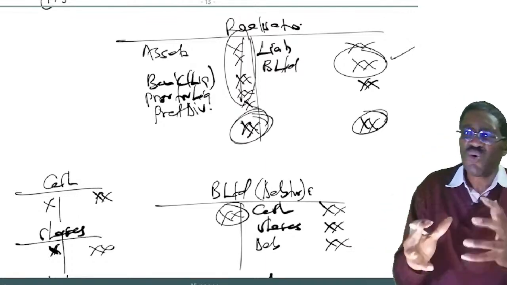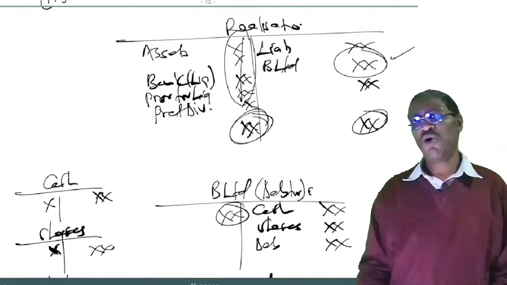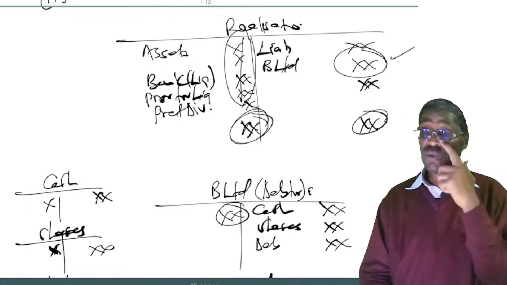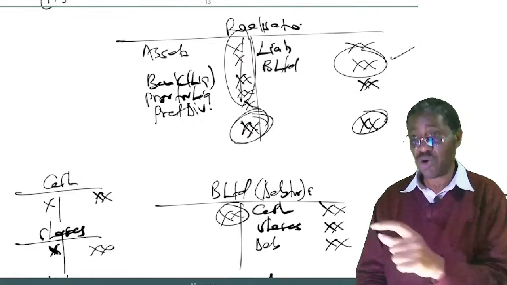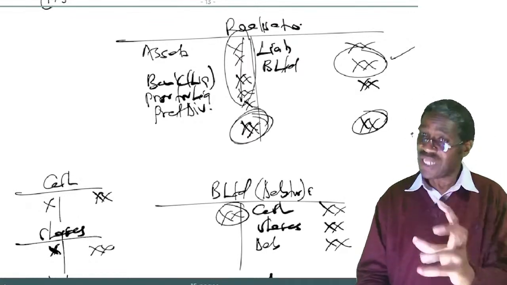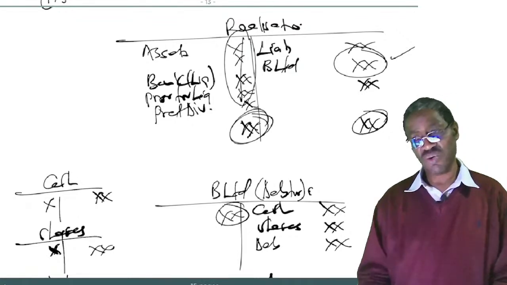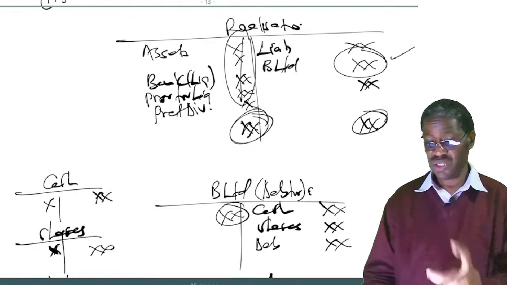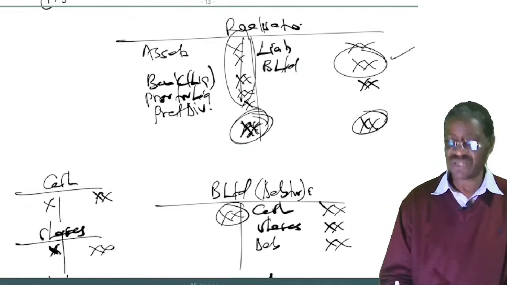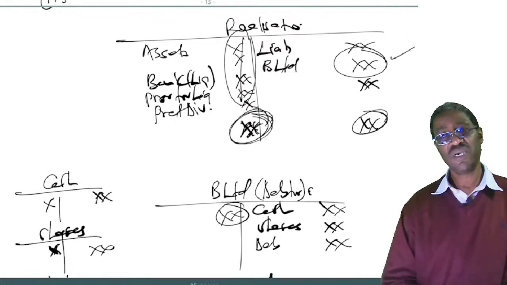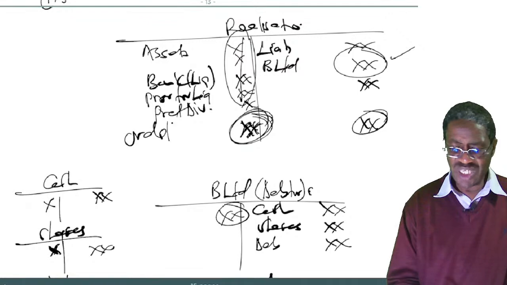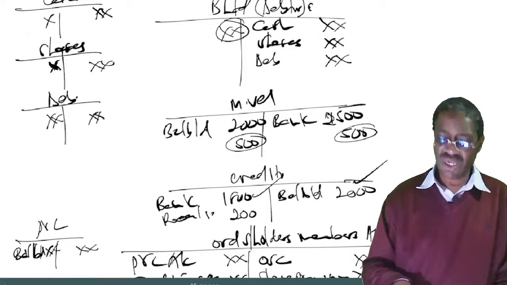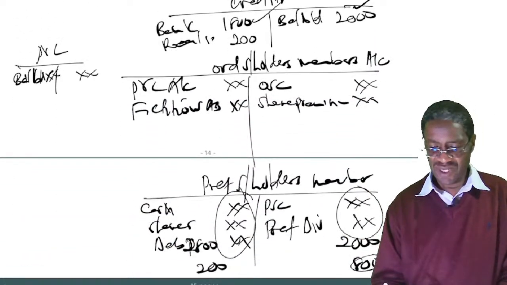Then the question is, who takes over the loss or the gain of selling this business? It is the owners of the company. They are the ones to take over the gain or the loss of selling our business. Who are the owners? The ordinary shareholders. So let's assume it's a gain: you will debit the realization account and credit ordinary shareholders members. You give them their gain.